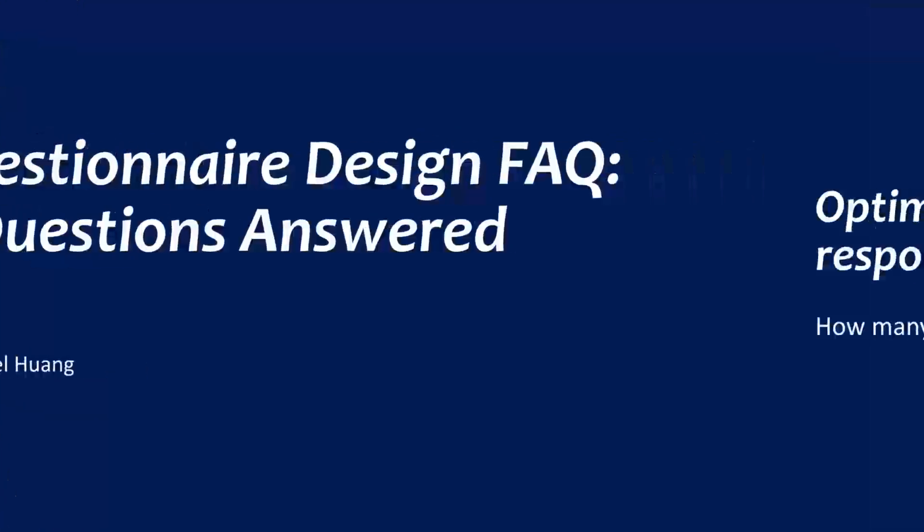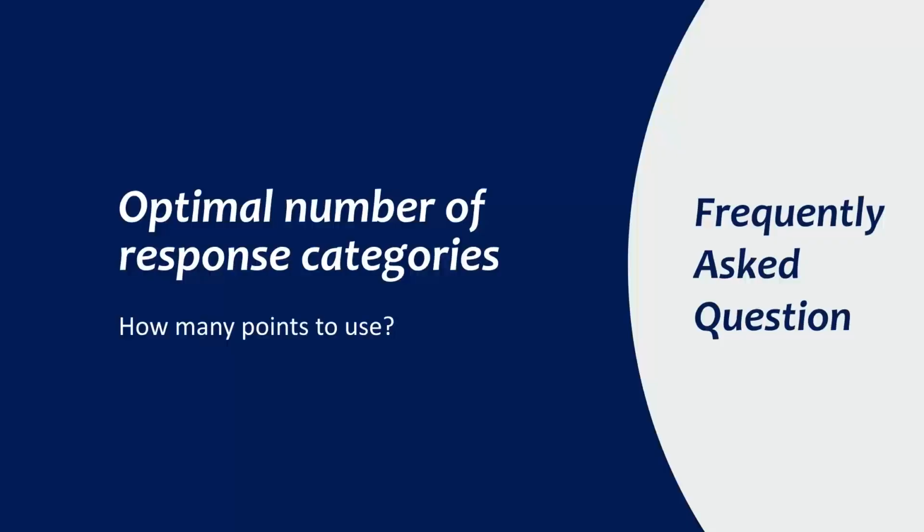Let's dive in. One of the questions I get asked most is a very practical one. How many response options should you provide? Should you use a 5-point scale from strongly disagree to strongly agree, or a 7-point, 9-point, or even 11-point scale? You do have some flexibility here.